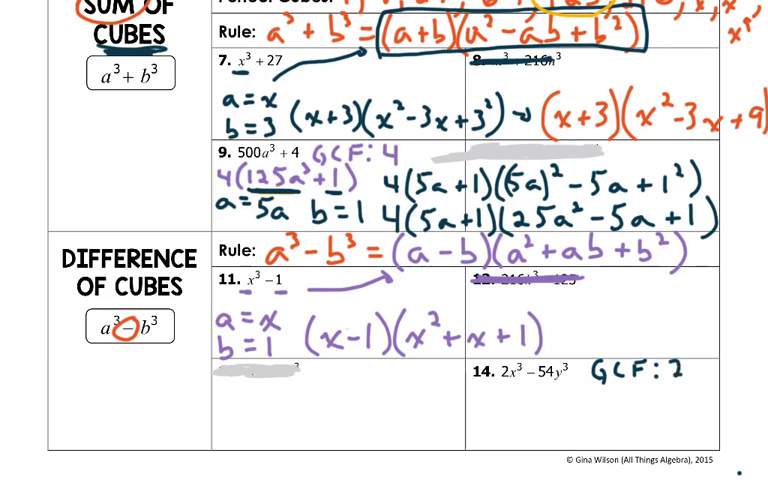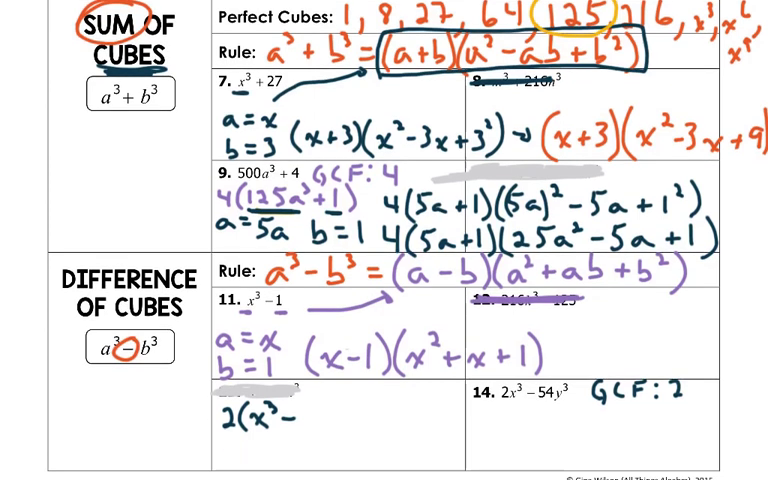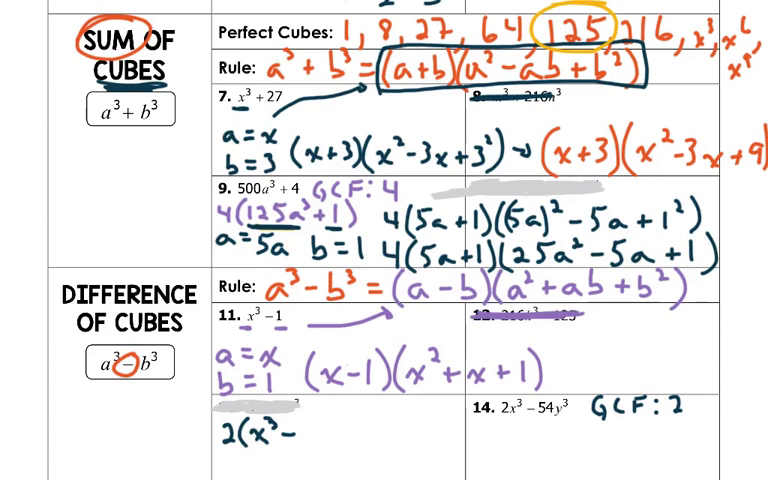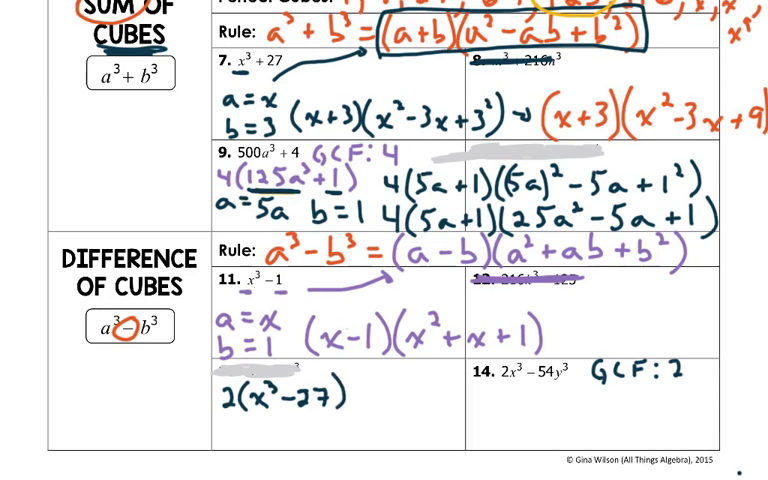So we're going to go ahead and take that GCF out, and I'm going to do that right over here. So we end up with 2 parentheses x cubed. Again, we're just dividing the GCF into each of the terms, minus 54 divided by 2, which is 27. All right, and that's what we have right now. All right, so we've taken the GCF out.